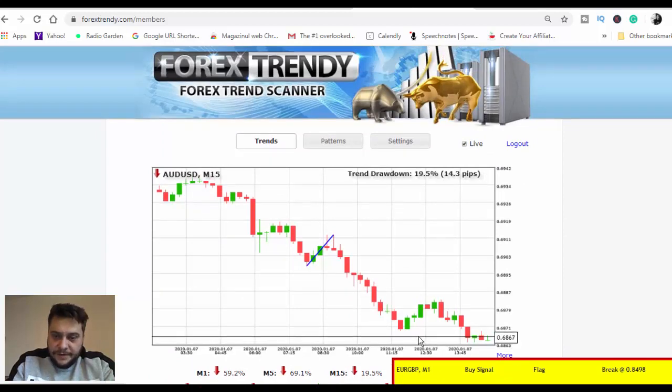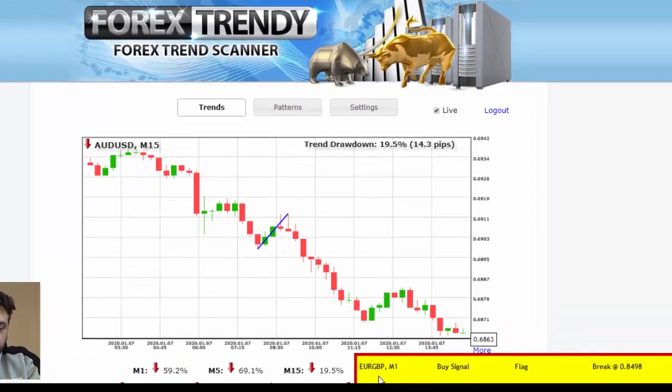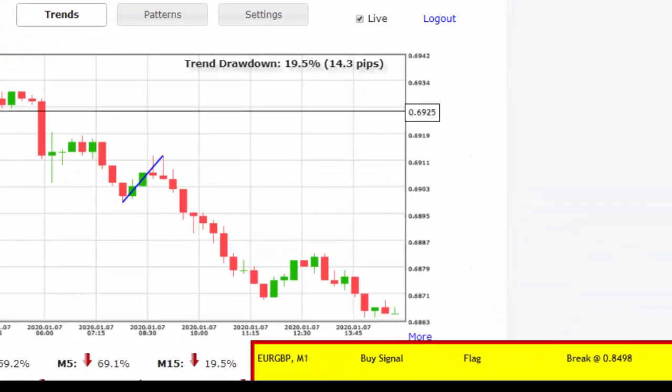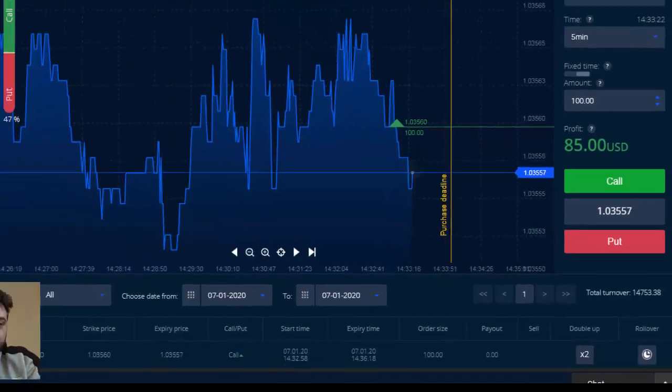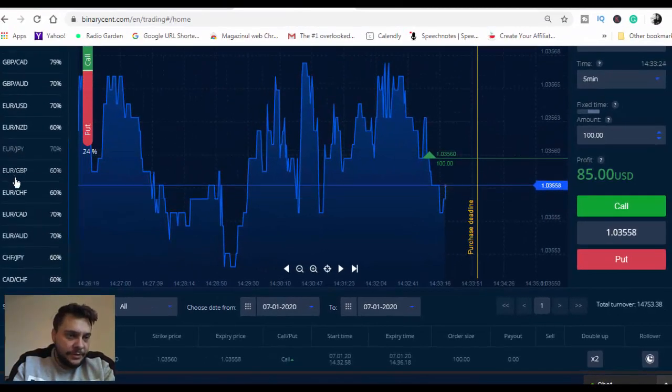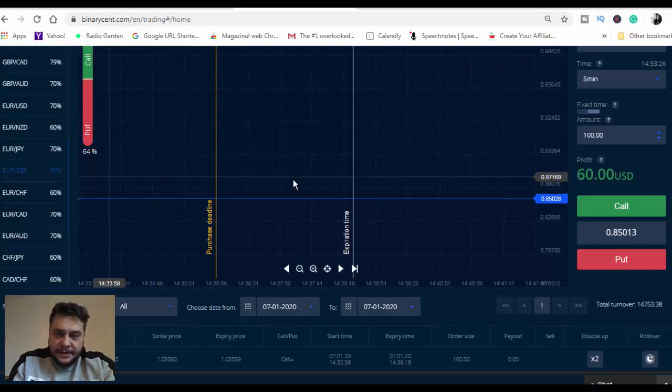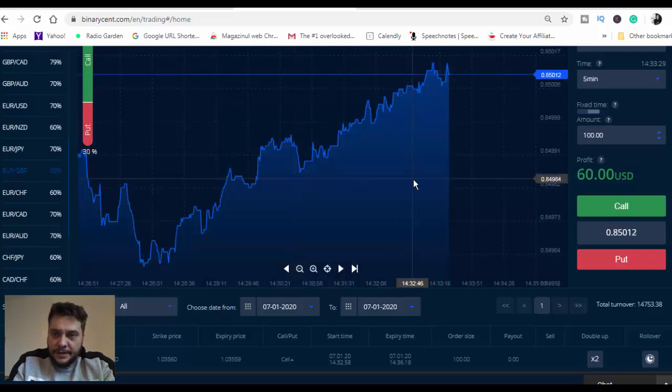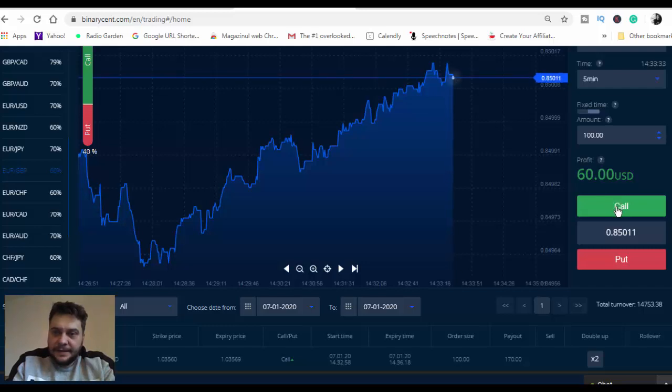Oh, okay, and we have another one, Euro Great Britain Pound. It is a buy. Euro GBP. Let's go back to Euro GBP. It is a buy, a call, and let's prepare for this. As you can see, it is an uptrend, and let's make a call here.